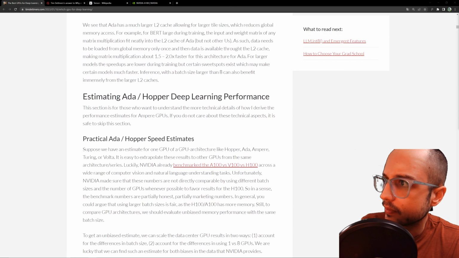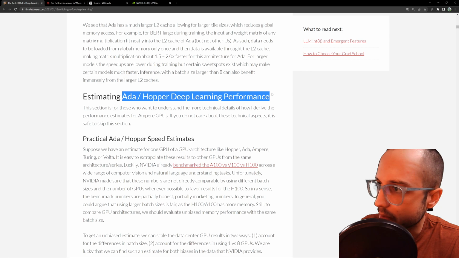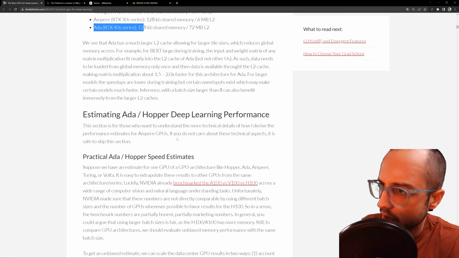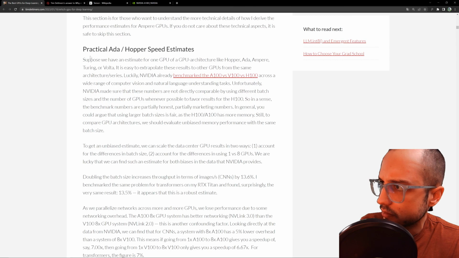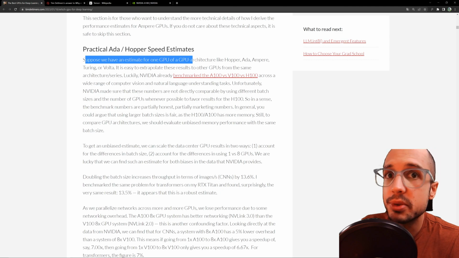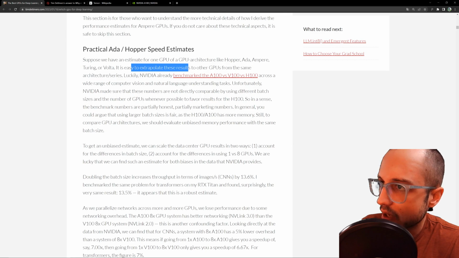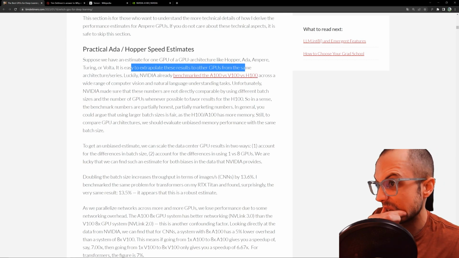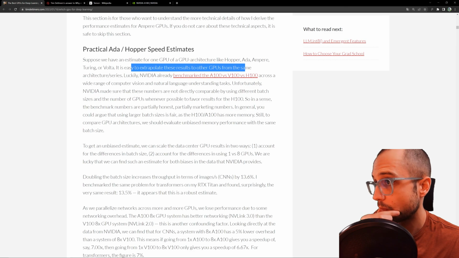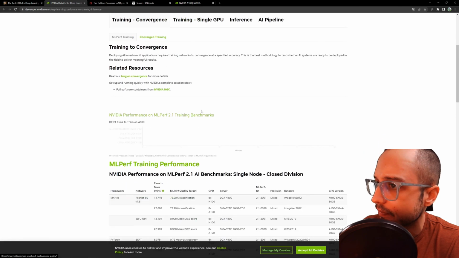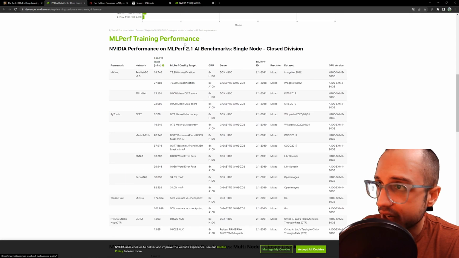Okay. So, estimating Ada Hopper deep learning performance. Ada and Hopper are just the latest series of GPUs. Suppose we have an estimate for one GPU of a GPU architecture like Hopper, Ada, Ampere, Turing, or Volta. It's easy to extrapolate these results to other GPUs in the same series. Luckily, NVIDIA already benchmarked tasks. These are benchmarks provided by NVIDIA.